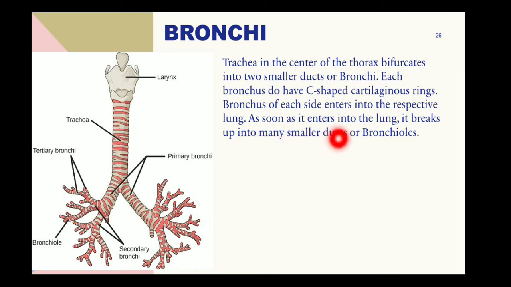As soon as it enters into the lung, it breaks up into many smaller ducts or bronchioles. So first the trachea is one whole, then in the middle of the chest it breaks into two branches which are called the bronchi, and then they break down inside the lungs into further smaller ducts which are called bronchioles.